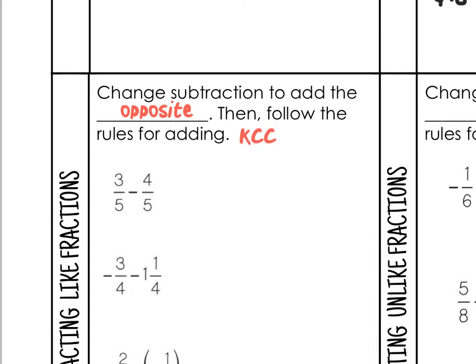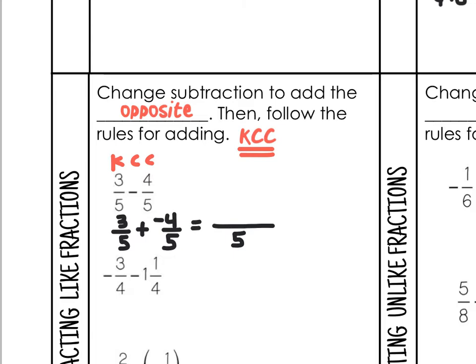All right, and then we're going to do that for the first fraction. We're going to keep, change, change. So now here, we're going to keep the first one, 3/5 plus negative 4/5. Okay, now they have the same denominator. Excellent. We keep it all over 5. The numerators are going to be 3 plus negative 4. And then 3 plus negative 4 is negative 1. And we keep the denominator. And so this is our answer, negative 1/5.